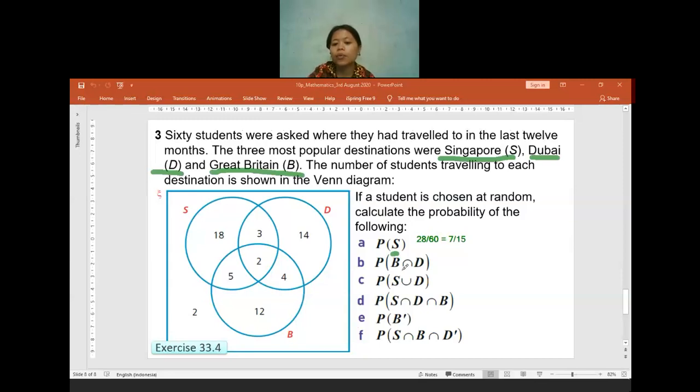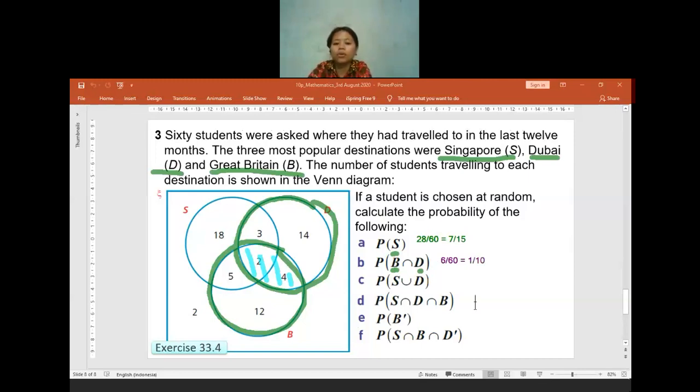Before you answer, it will be better if you find circle B and also circle D. This is circle B, and circle D is this one. After we make the circles, we can find the intersection. The intersection is the number from the middle part. We have the numbers 2 and 4. When we add 2 and 4, the result is 6. So the answer will be 6 out of 60, which when we simplify becomes 1 per 10.